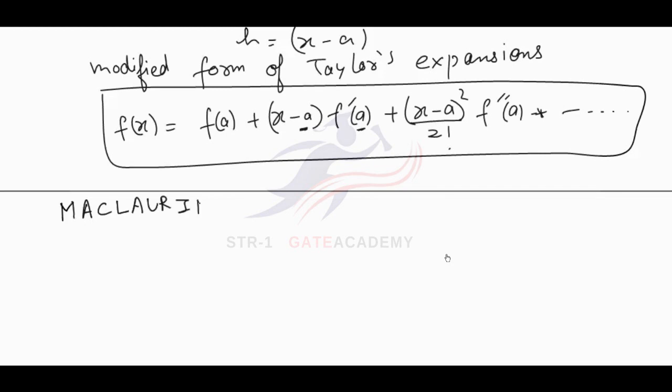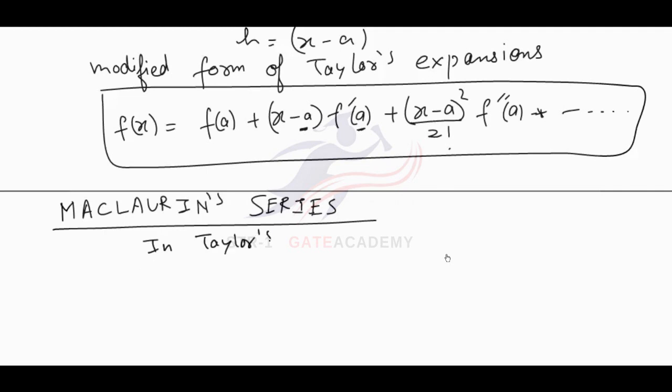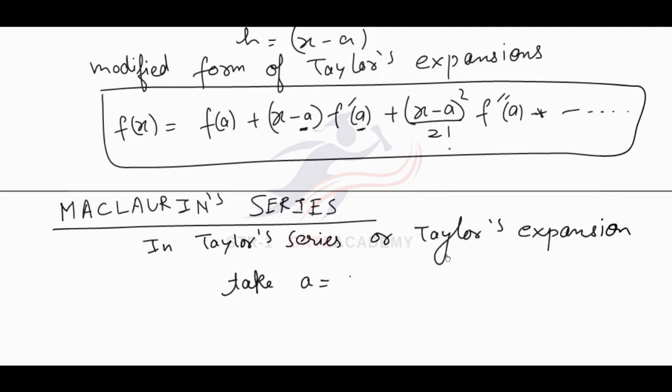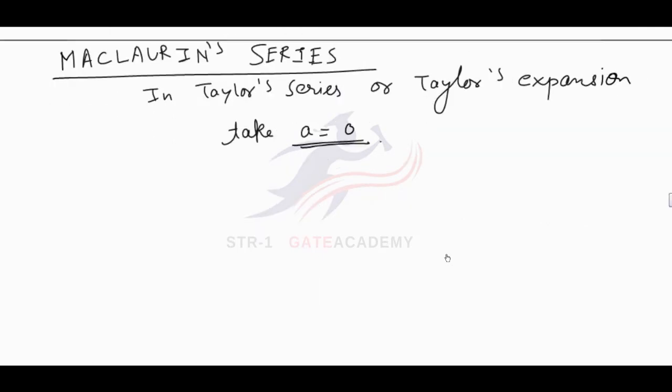Maclaurin series, or the Maclaurin formula, as it is famously called. What he said was, if you do the Taylor expansion across a point 0, that means across the origin, then you will get the expansion for each and every function in this universe. In Taylor's expansion, take a equal to 0. He is taking it across point 0.